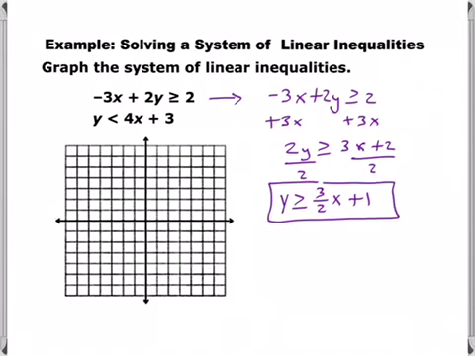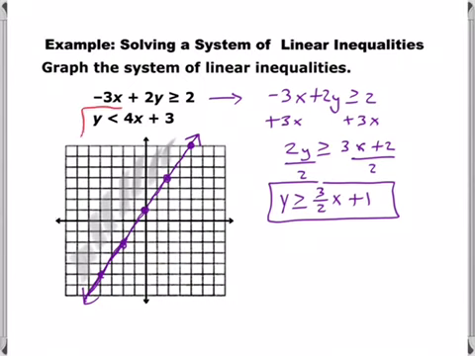So I start by plotting my y-intercept at 1, applying my slope, up 3 over 2. Down 3, left 2 to go the other way. And so this is my solid line because of the greater than or equal to symbol. And because of the symbol greater than, I'm going to shade above. So I'm shading above my line.